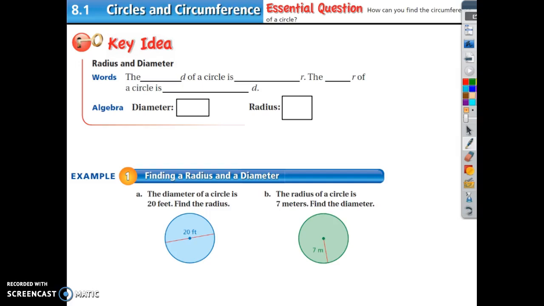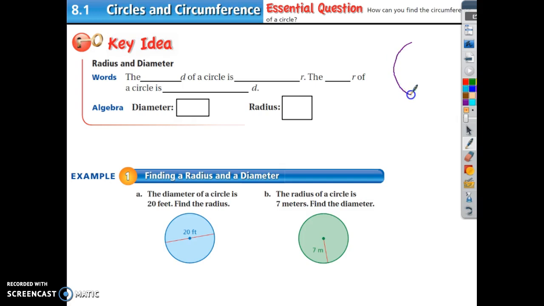Hello and welcome. Today we're going to be introducing Chapter 8 with Section 8.1 on circles and circumference. Our essential question for the day is how can you find the circumference of a circle? The first thing we're going to do before we get into the definition of circumference is just talk about some key components of a circle.